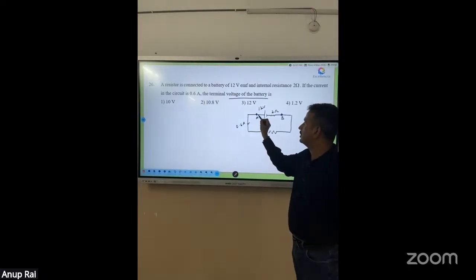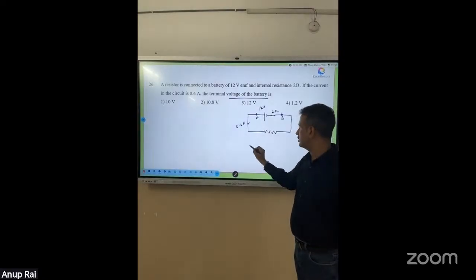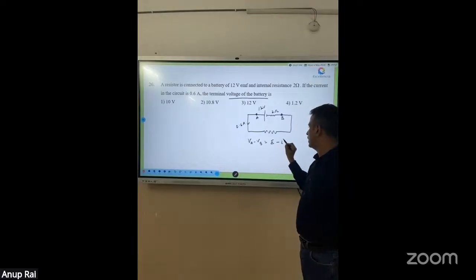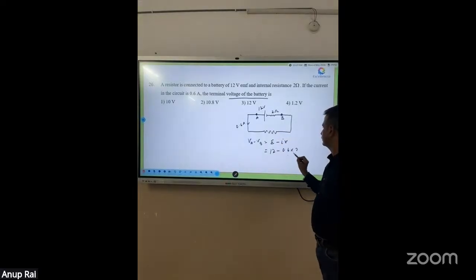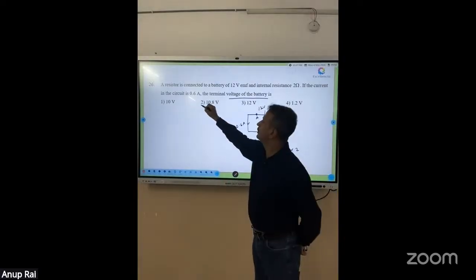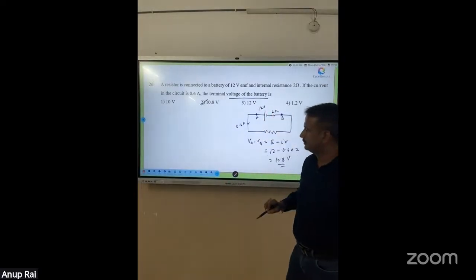And we know that this is the case of discharging of the cell. So in that case, we know that VA minus VB is equal to E minus I times R. 10.84 is going to be. All right.